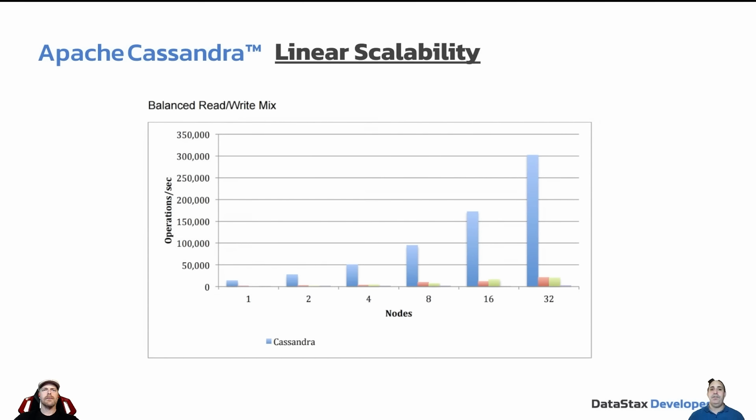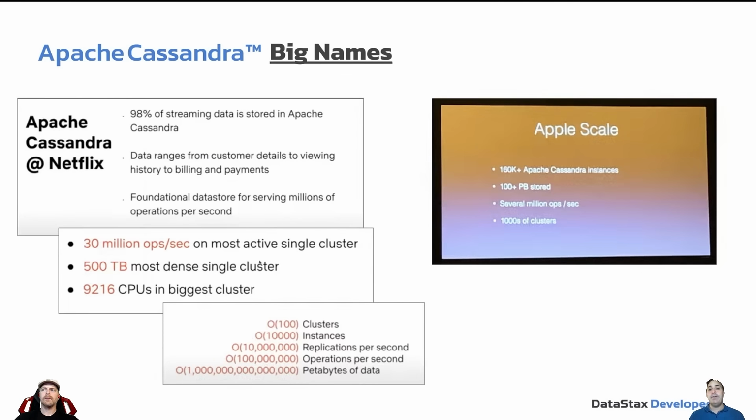Well, this is some reference that we do have from Apple and Netflix. For Apple, 160,000 nodes, 100 petabytes of data online. And for Netflix, 98% of the streaming data is stored on Cassandra, a wide range of use cases, a lot of clusters, and again, petabytes of data stored and millions of operations per second. So it can scale a lot.